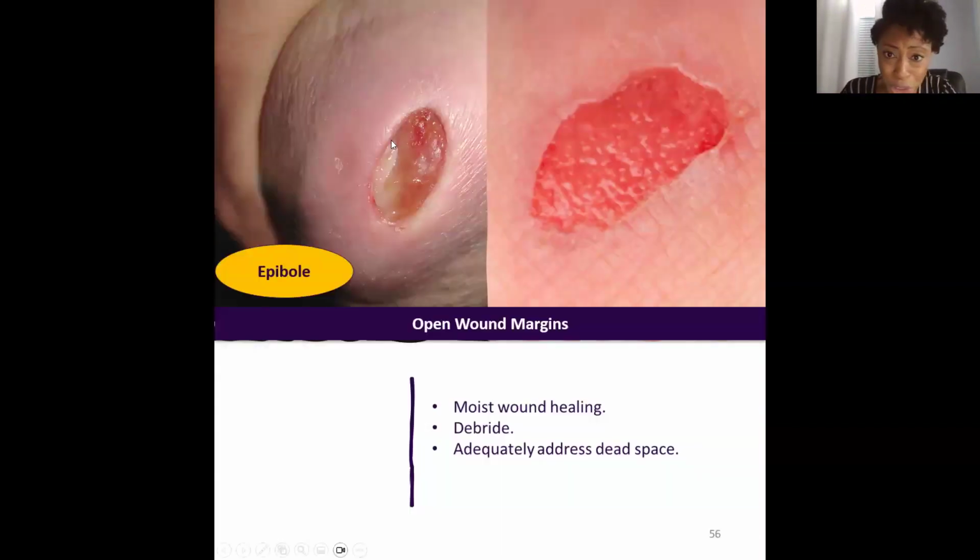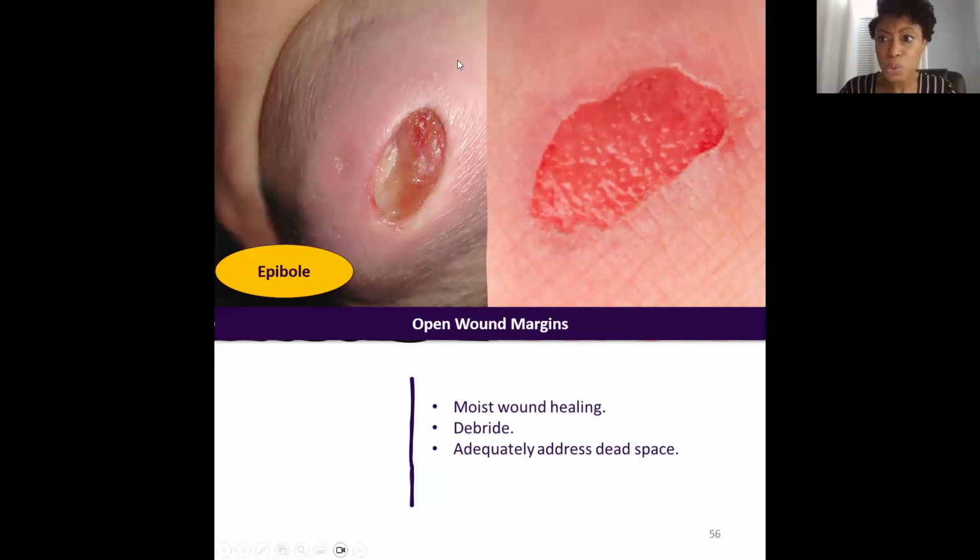Some other issues associated with wound margins include something called epibole. So if you look to the left, you see this wound here, and the wound margins look almost as if they're tucked in. I don't know if everyone can see that very well, but it looks like it's tucked in. And when that happens, again, it tells the wound prematurely that it's healed, even though it is not. And so that also can be addressed with debridement.